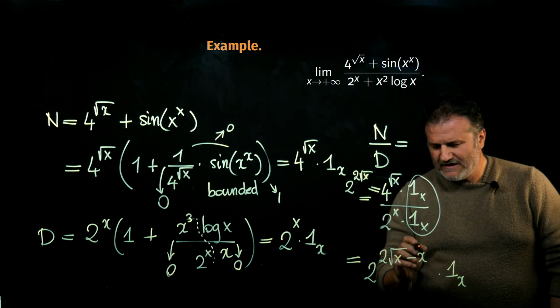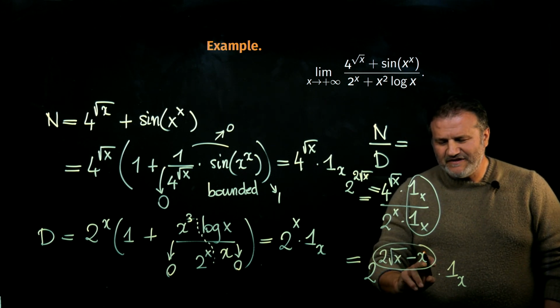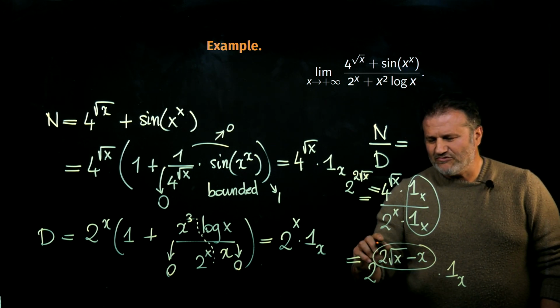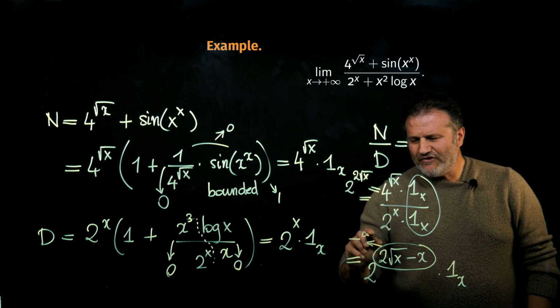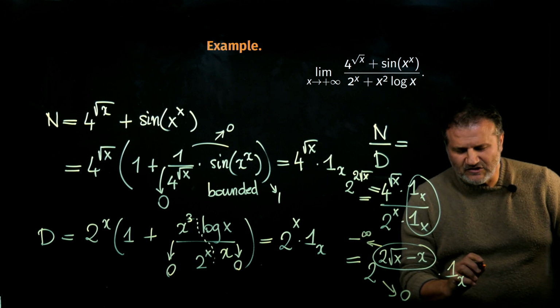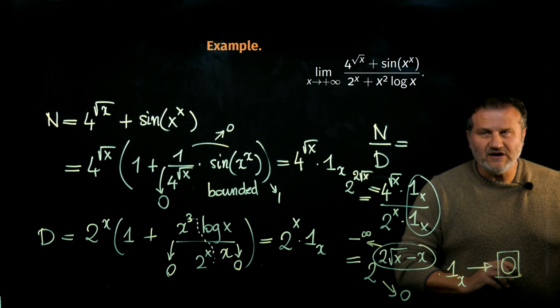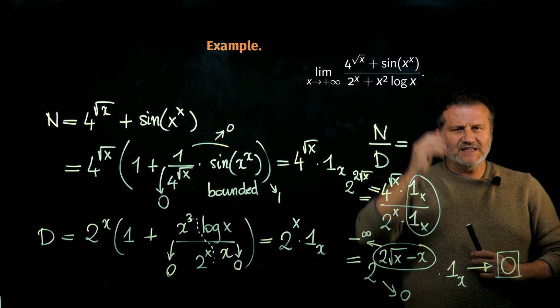Now, this is a quantity that clearly goes to minus infinity because minus x dominates root of x, and therefore the exponential goes to 0, times this expression that goes to 1 yields a limit equal to 0. So we conclude that the proposed limit is equal to 0.